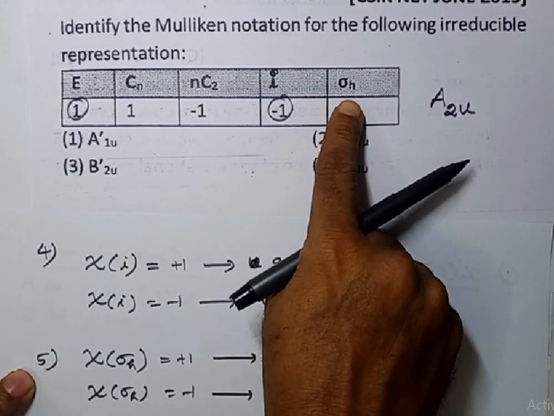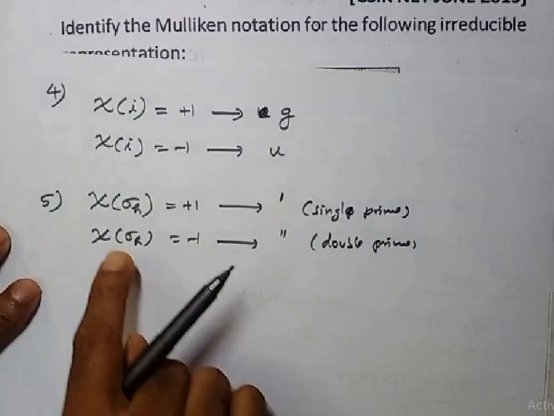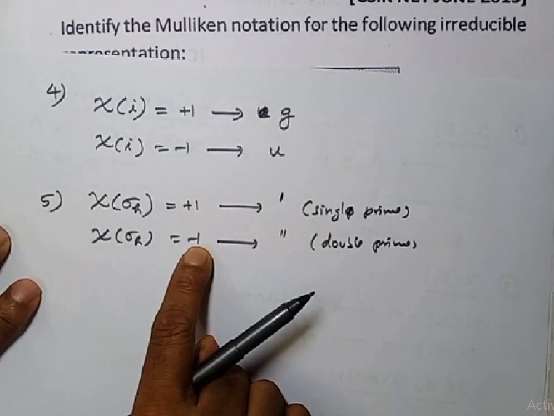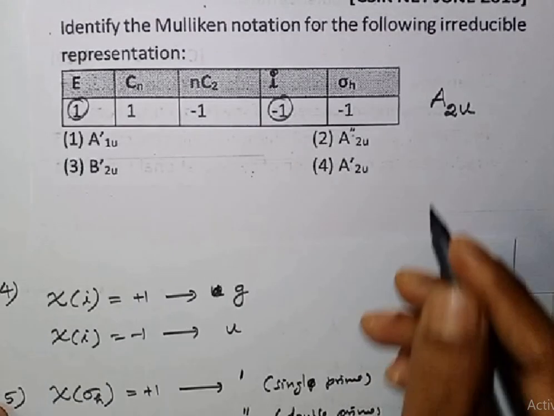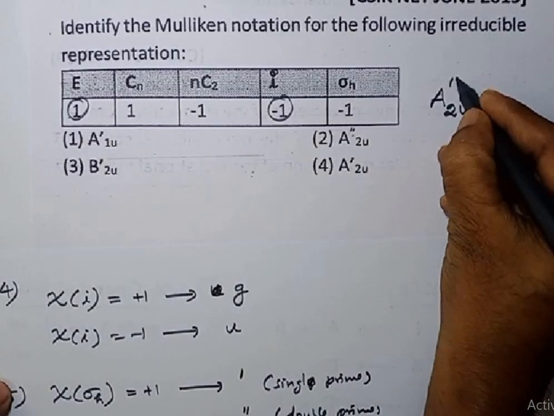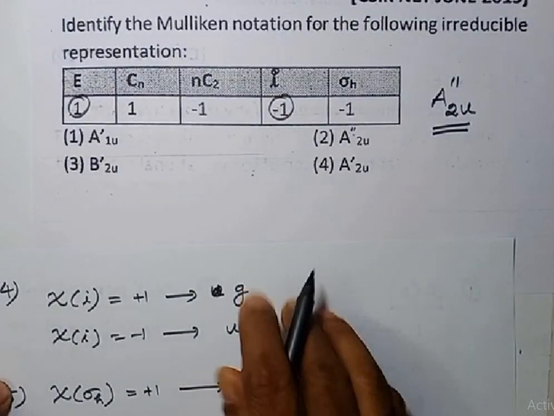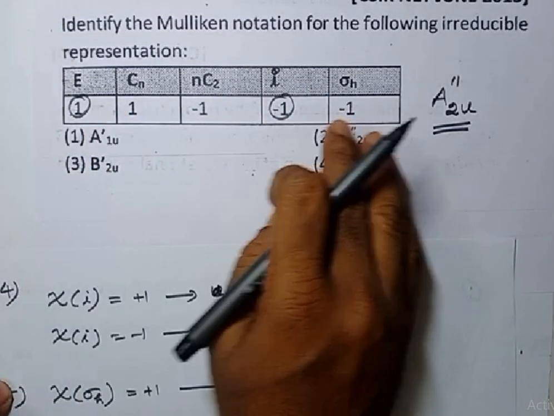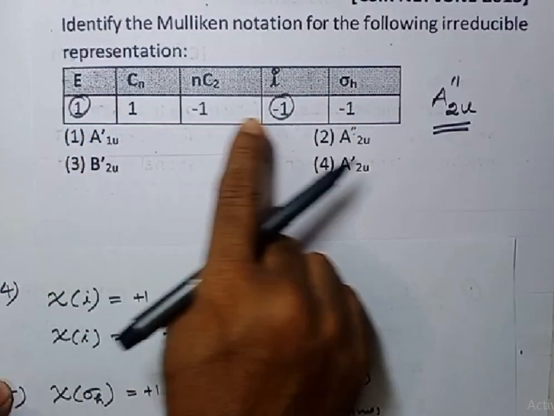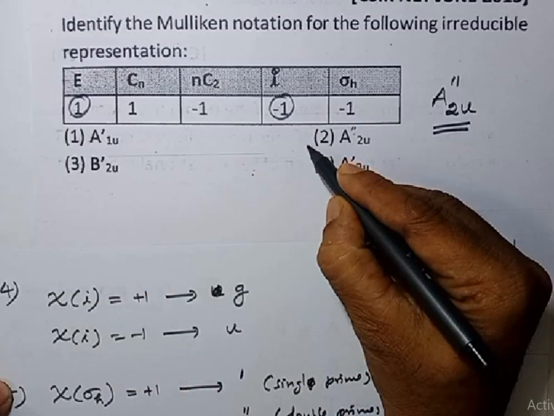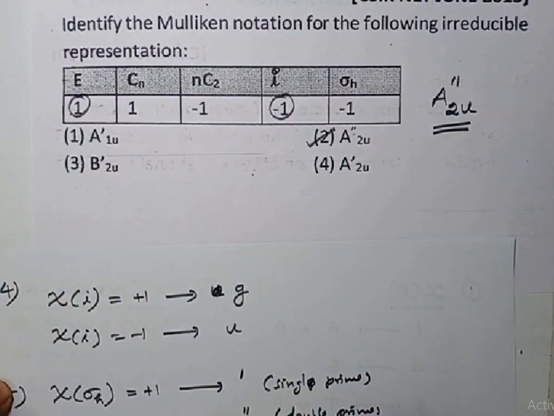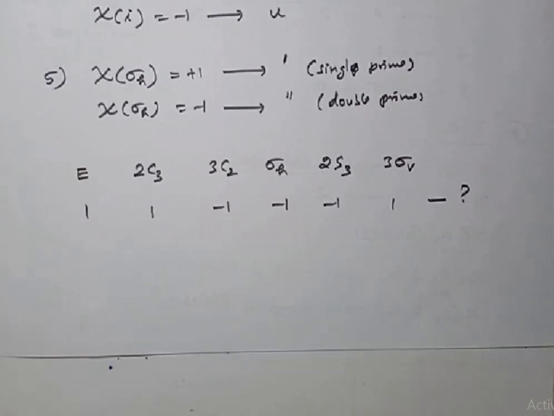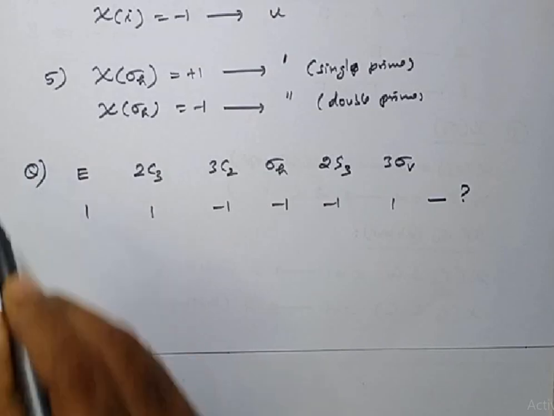Then see the horizontal plane. Horizontal plane -1 means double prime. So A2u double prime. This is the Mulliken symbol for this irreducible representation. So the correct option for this question is option 2. Am I right? A2u double prime. It's very easy, but you should remember the rules. That's very important.